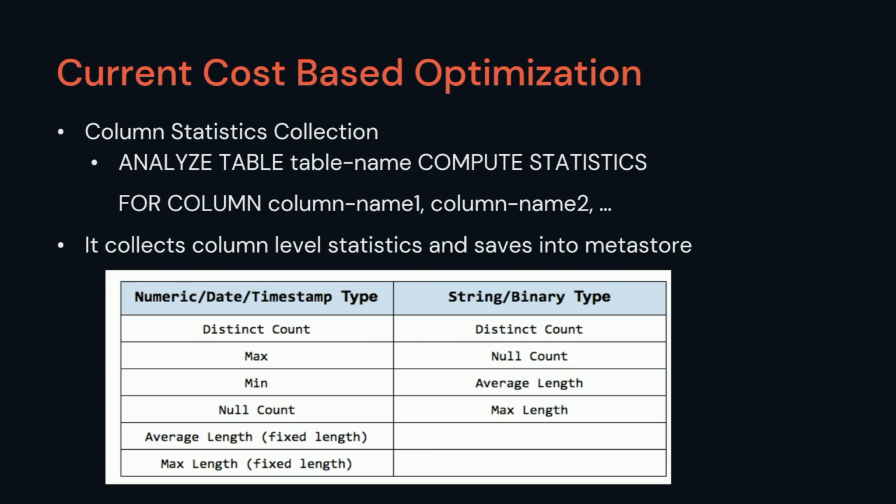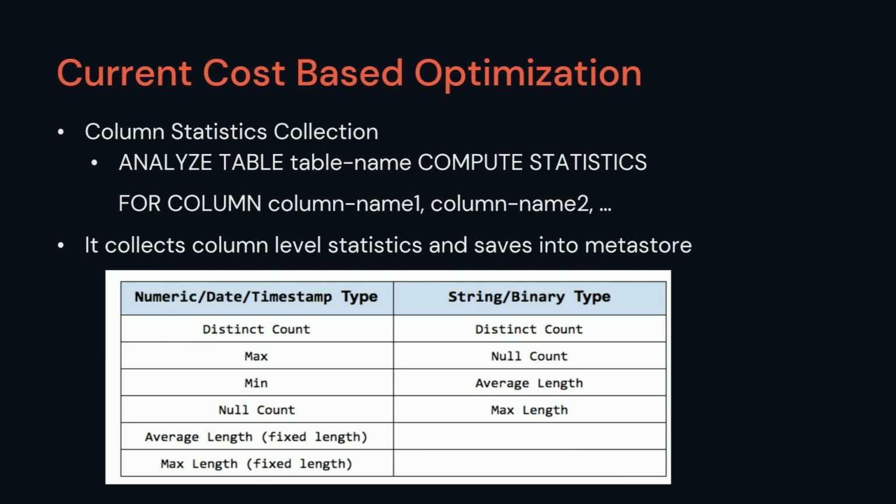Similarly, and particularly for join and predicate estimations, you want to know properties of every single column. So the analyze table compute statistics for columns command will do that for every single column. And as you can see, if you have a large amount of data and very large tables with many, many records, just computing this information can take a lot of time. For numeric data and timestamp types, we collect a whole bunch of values: distinct count, max, min, null counts, and so on. And for string and binary types, we collect distinct count, null count, and so on.